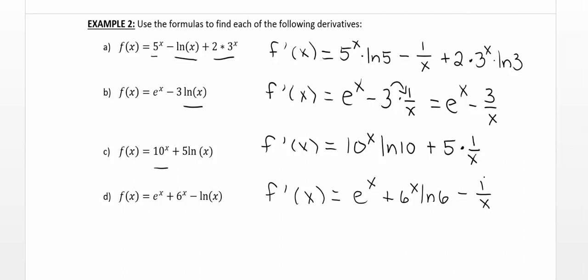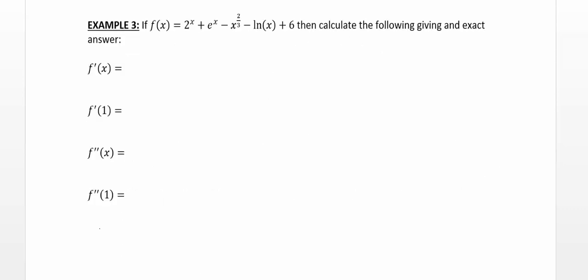So let's look at another example, and now let's also try some second derivatives within that. Example 3. If f of x equals 2 to the x plus e to the x minus x to the 2/3 minus the natural log of x plus 6, calculate the following giving an exact answer.